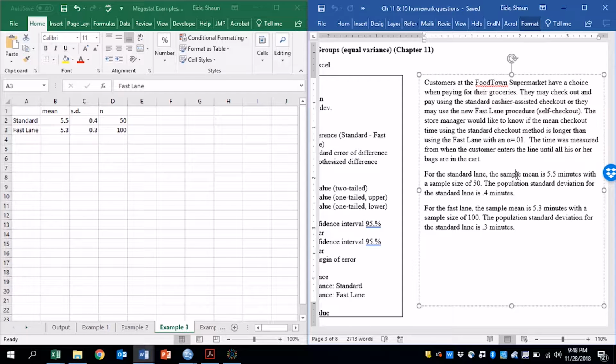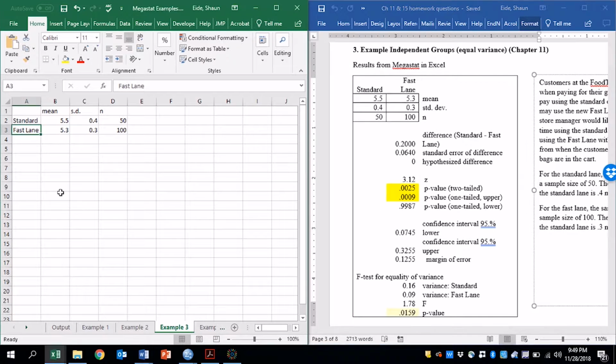The time was measured from when the customer enters the line until the time all of his or her bags are in the cart. For the standard lane, the sample mean is 5.5 minutes, or 5 minutes and 30 seconds, if you will, with a sample size of 50. The population standard deviation for the standard lane is 0.4 minutes. For the fast lane, the sample mean is 5.3 minutes with a sample size of 100. The population standard deviation for the fast lane is 0.3 minutes.